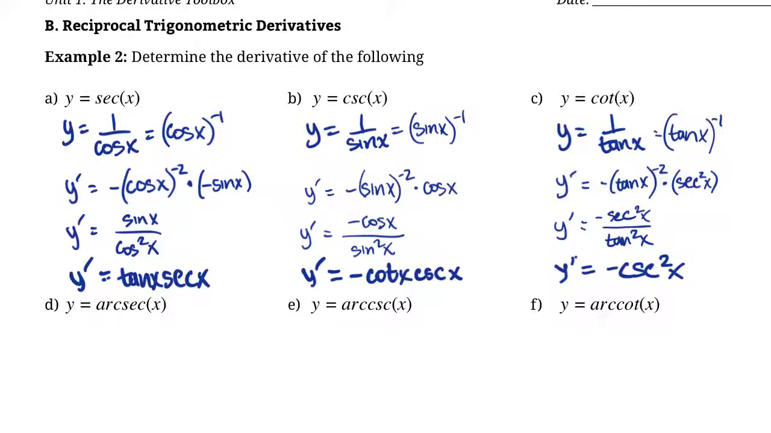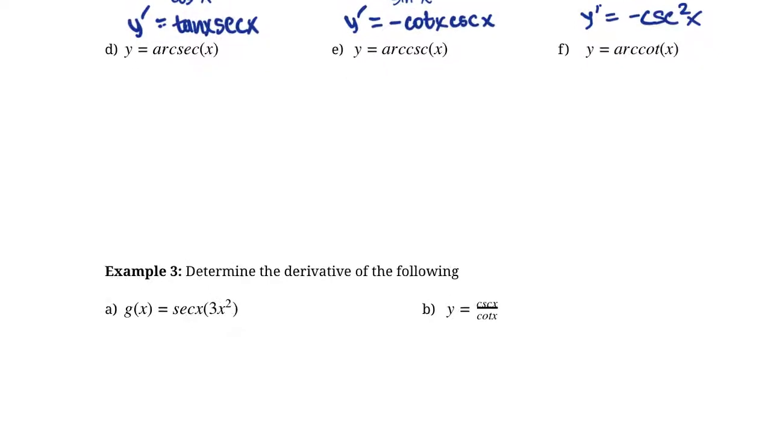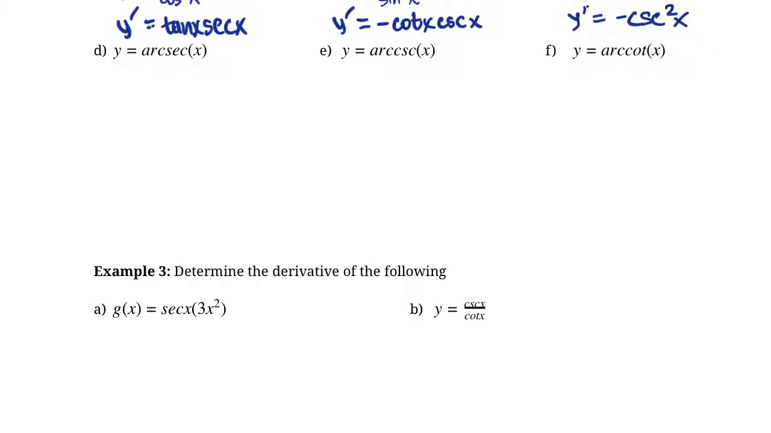Now, before we go on to these inverse reciprocal trigonometric functions, let's actually try an example or two that just use the reciprocal ones. So I'm going to leave them there at the top of the screen so you can just see them. And let's try this question here. So g of x is equal to secant x times 3x squared.